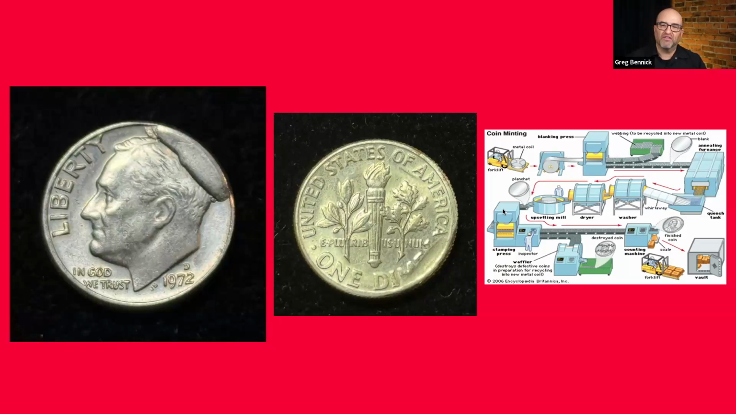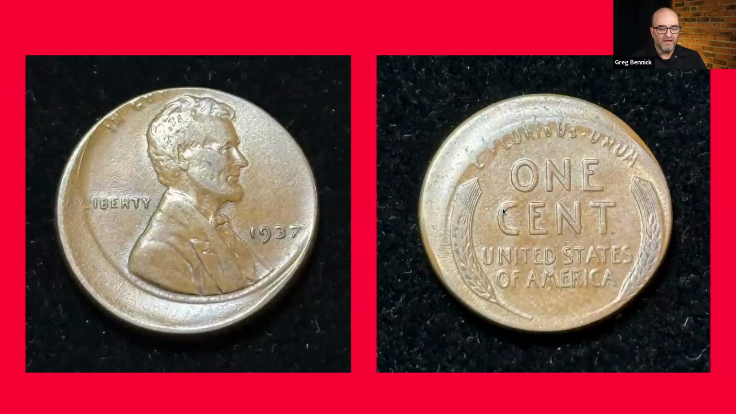And error coins are out there waiting to be collected, and they're available to us. So that was a fun one. An off-center cent, kind of a nice example, 1937 with some detail to it. A striking error, struck incorrectly by the dies.